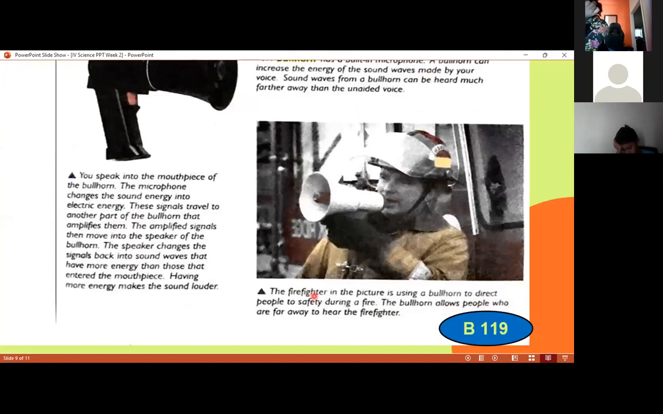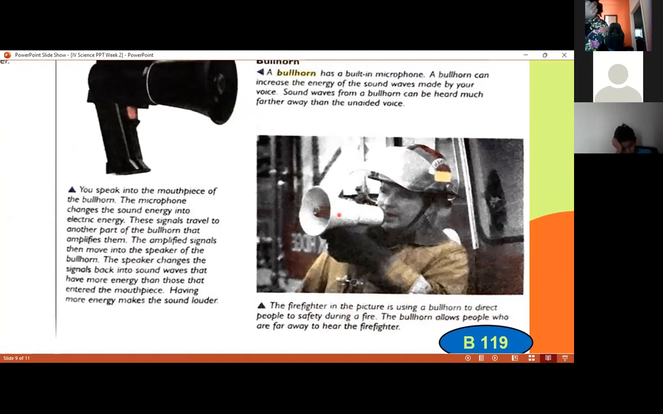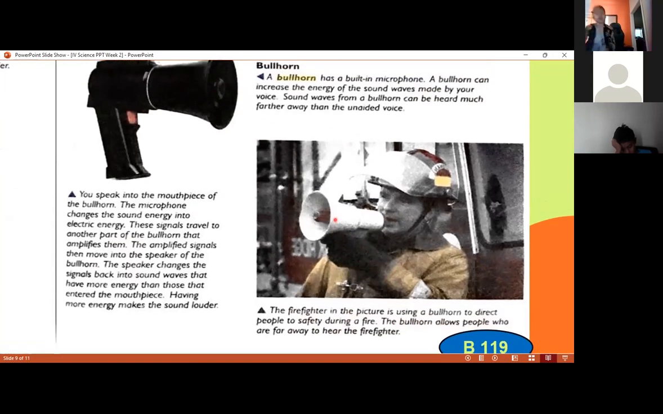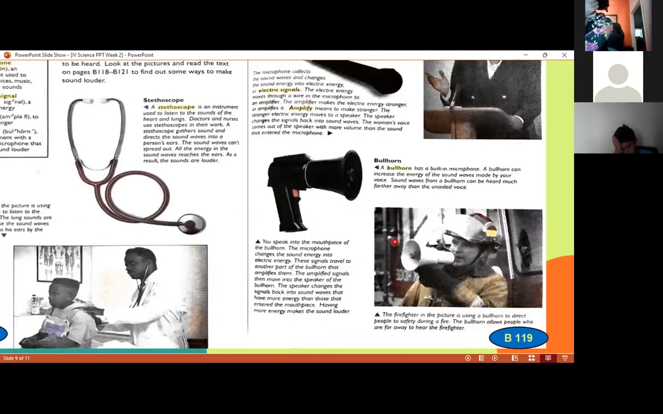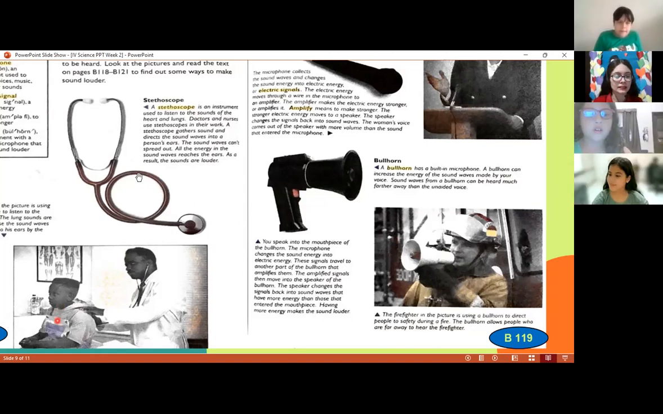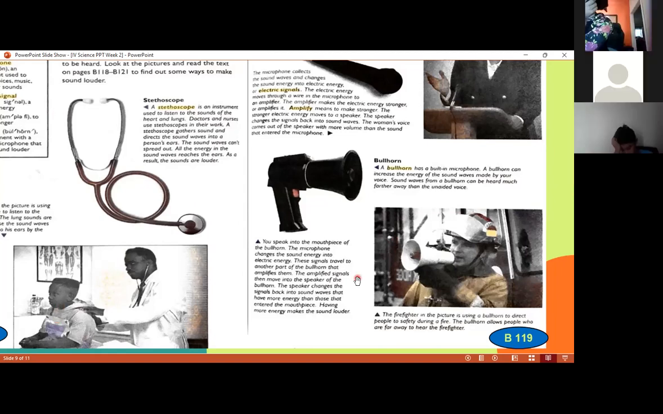Perfect. Thank you. We have a picture. Yes, the firefighter in the picture is using a bullhorn, as Lucia was describing. It's used so people can be far away and still listen to what the person using the bullhorn is saying. So it allows those who are far away to hear the firefighter when he says everybody must leave the place, there is a fire or something like that, so they might listen.